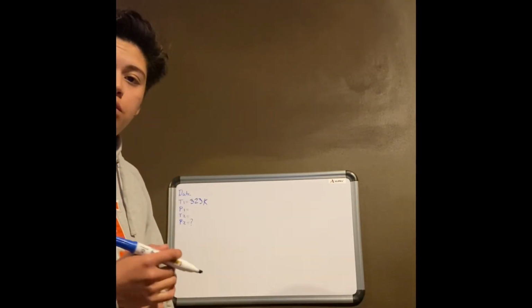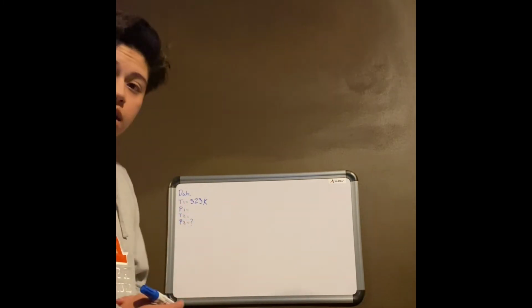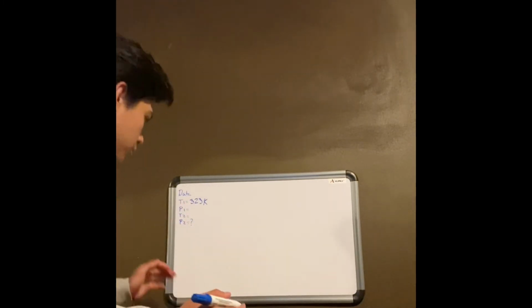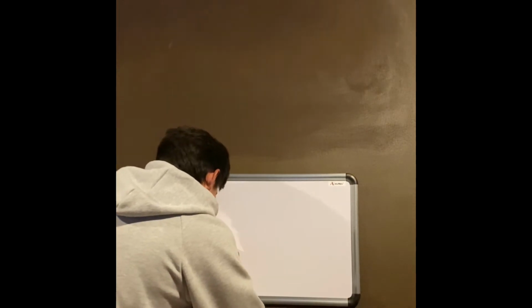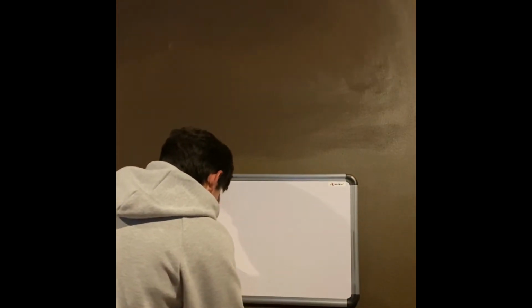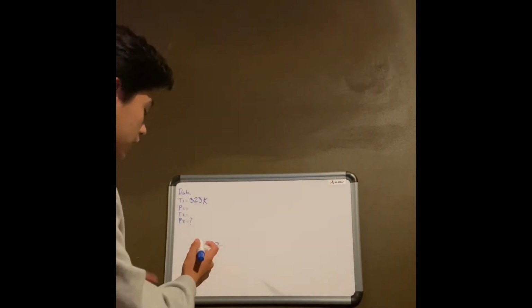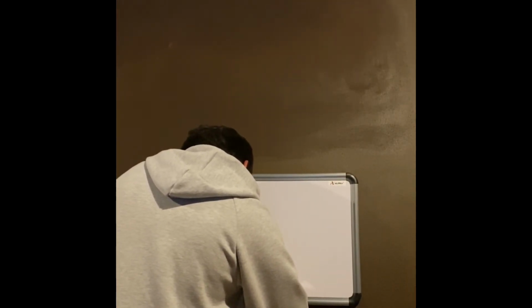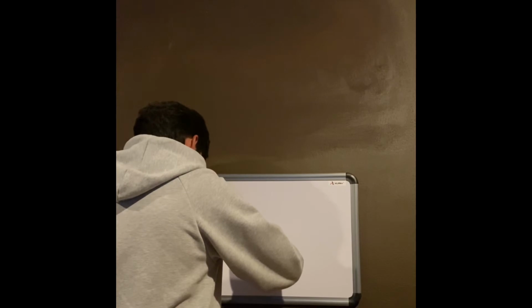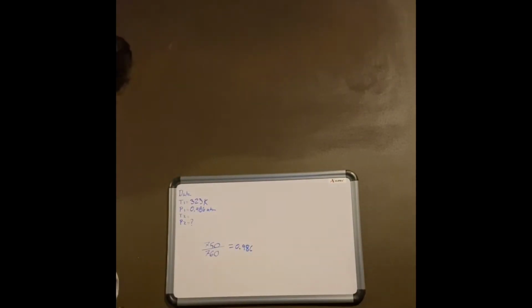For getting this in atmospheres, we are going to do 750 divided by 760, and this is going to give us 0.986. We're going to get 0.986 atmospheres.